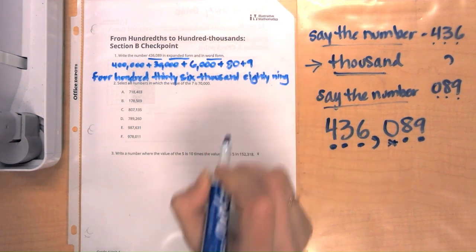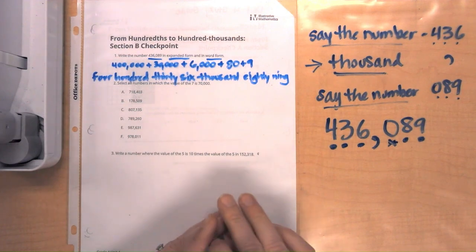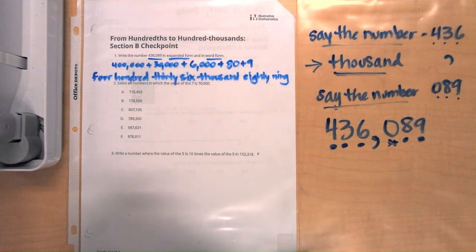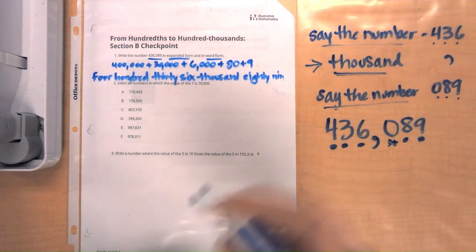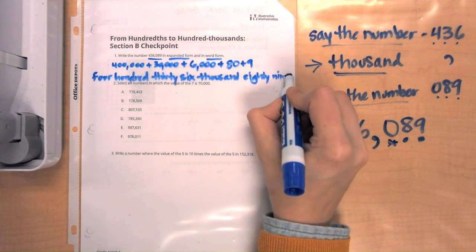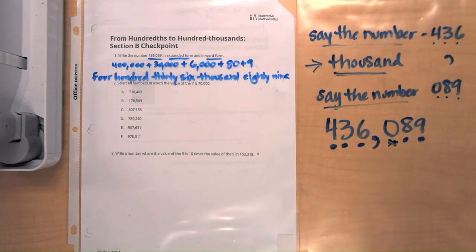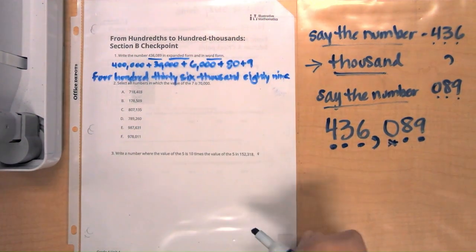436,089. So say the number, say 1,000, say 89. Say the number, 1,000, and say the number again. That is how you write it in word form.